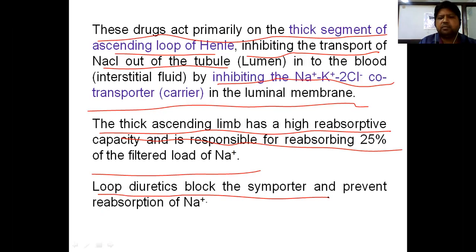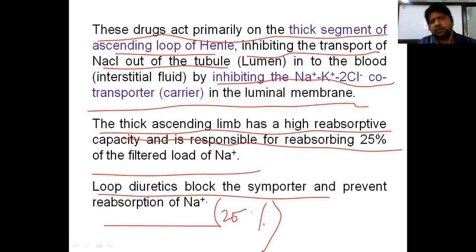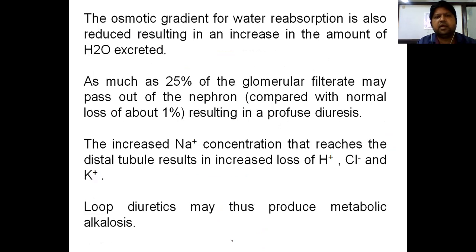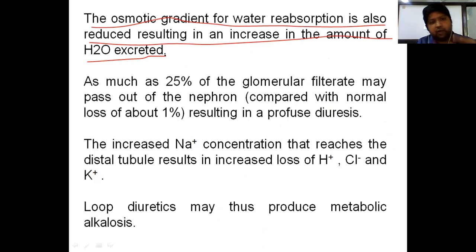Here the explanation is given. Loop diuretics block the symporter and prevent the reabsorption of sodium. That is, 25% sodium reabsorption will be prevented. In other words, 25% of sodium will be excreted. Is it clear? And as I told you, due to osmotic pressure, water reabsorption is also reduced because water has a tendency to move along with sodium. That's why water will also be excreted. If out of the 100% load of sodium, 25% is eliminated, such a large quantity of sodium being eliminated, automatically a large quantity of water will also be eliminated. That's why there is a profuse diuresis, a very, very strong diuresis.